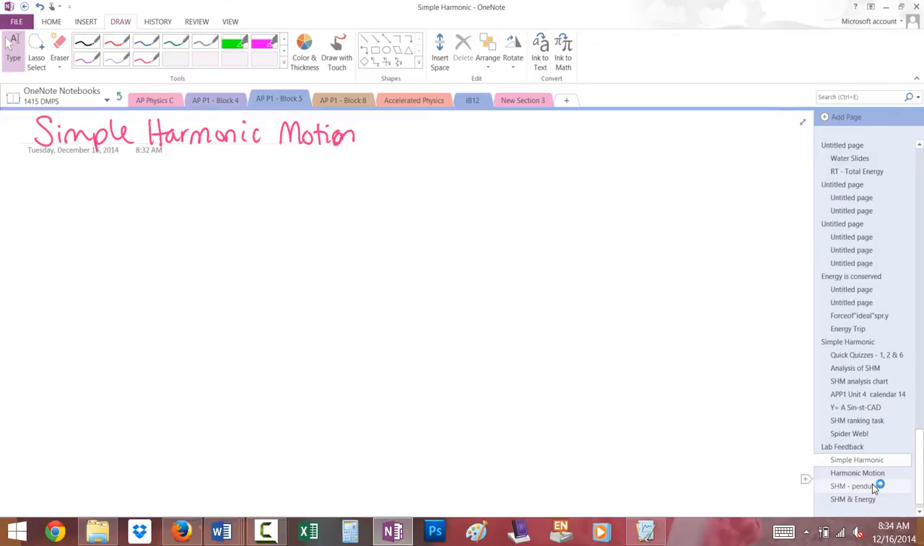Michelle, did you figure out what simple harmonic motion was? What do you think it is? A system in which the net force is proportional to the displacement from equilibrium and always directed towards equilibrium.